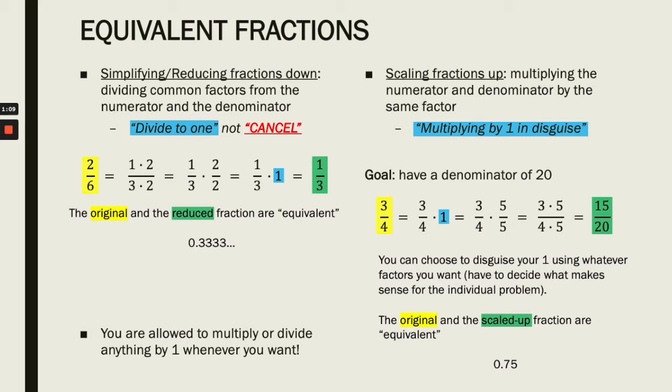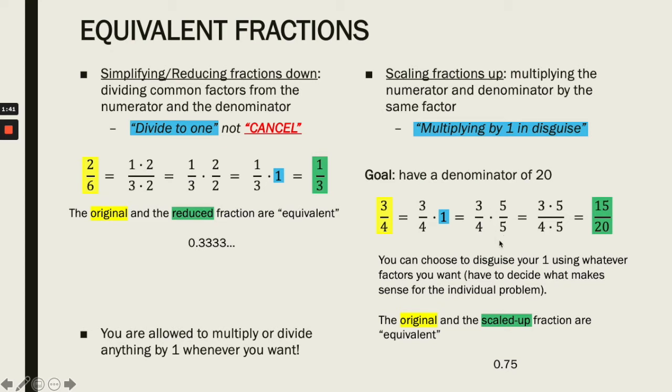When scaling up fractions, you are doing the opposite of reducing. You choose what to scale up by based on the individual problem. So to make the best decision, you usually need to look at the denominators of all the other fractions in the problem. So for this fraction here, 3/4, you have to choose your goal. If your goal is to get a denominator of 20, just because that's what makes sense for the problem, then you do that by just multiplying by 1. It's just that you're disguising the number 1 as 5/5.